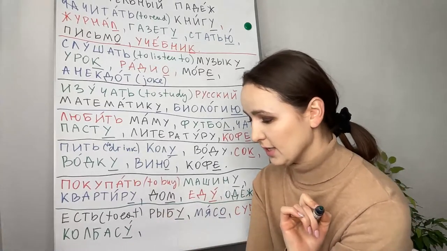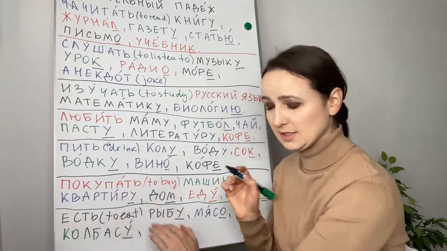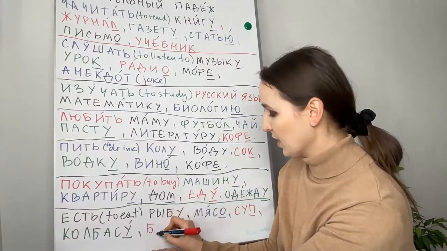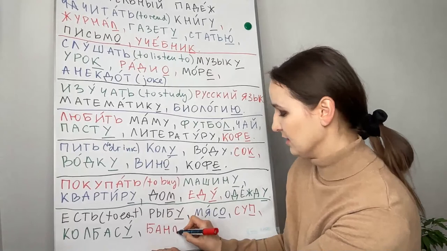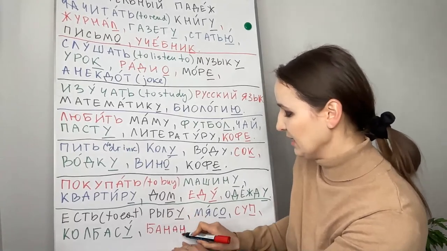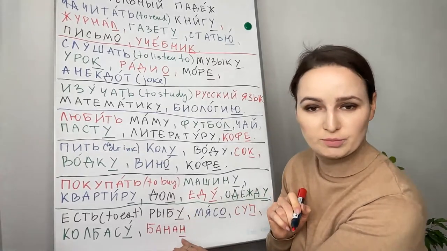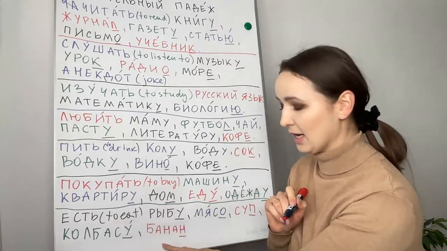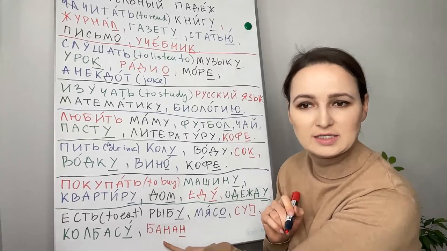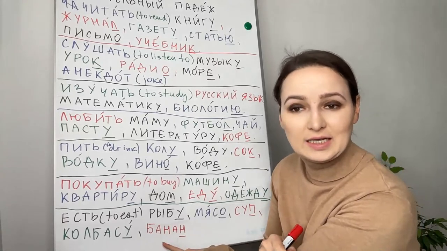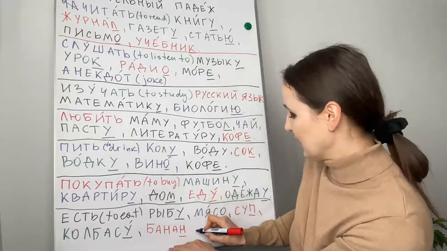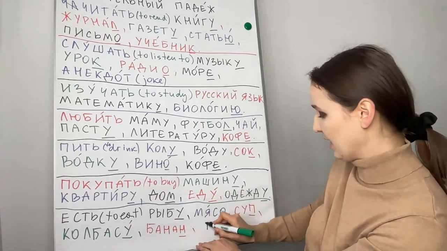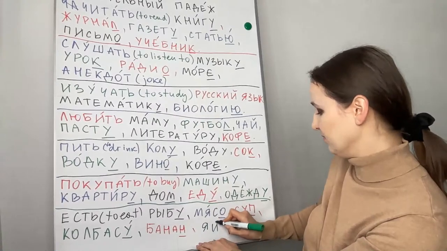And a few more examples. For example, есть банан. Я ем банан. Ends in a consonant, so it's masculine. Nothing will change in accusative case. Есть банан. To eat a banana. Есть яйца. Yes, яйца. The same. Nothing will happen with the word яйца. Eggs.